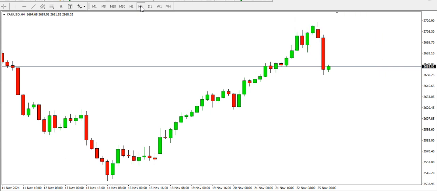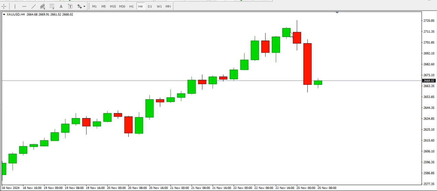On the 4-hour time frame, we can see that price has dropped. We can see more like an evening star candlestick pattern forming here. That's a reversal pattern showing that price might likely first of all pull back up a bit. Price might likely pull back up a bit before dropping.